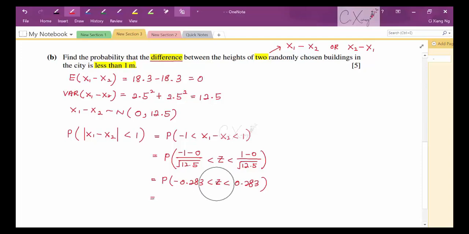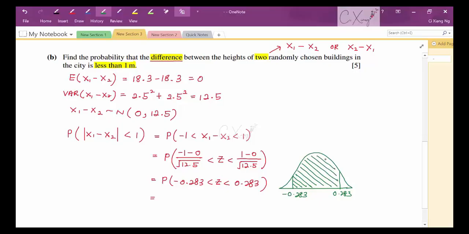Okay, so for this area where z is between negative 0.283 and positive 0.283, there are many ways for us to calculate the probability. So maybe you can visualize the area first. Assume that this is a symmetric graph, and this is 0.283, and this is negative 0.283. In our steps here, generally we are interested in finding the value that is in the center. So this is the area, or the probability, that we are interested in finding out.